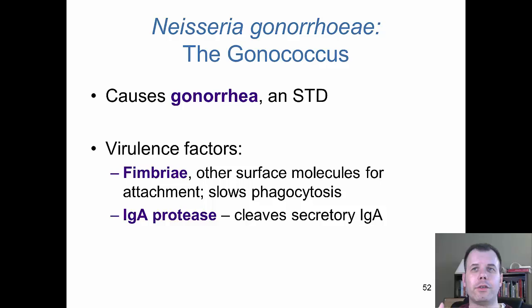Two of the virulence factors are the fimbriae, which allow for attachment to the mucous membranes, and this IgA protease, which allows for the breakdown of the antibody found in the mucous membrane. So you remember the secretory IgA that mucous membranes produce? Well, this guy can destroy those. So again, that's how it lives on these surfaces.